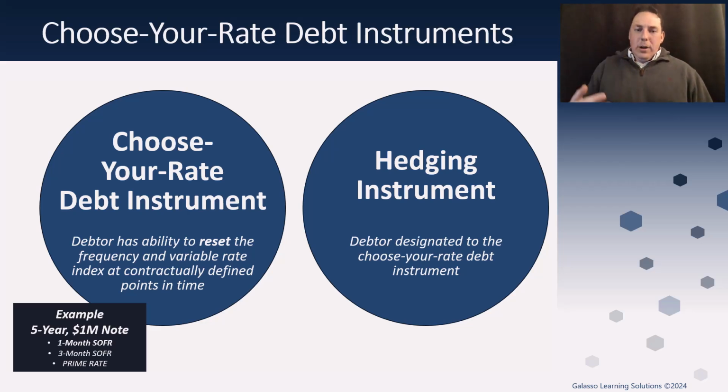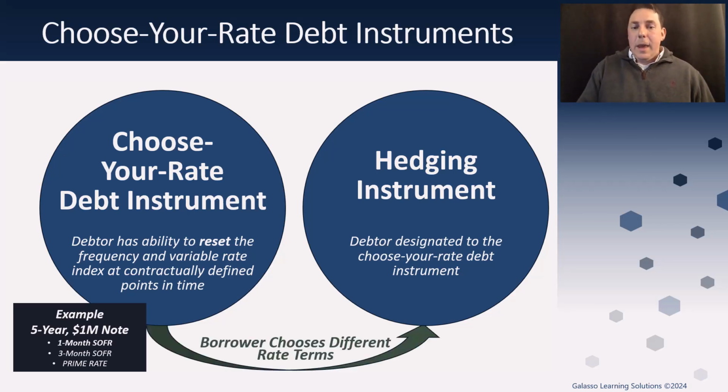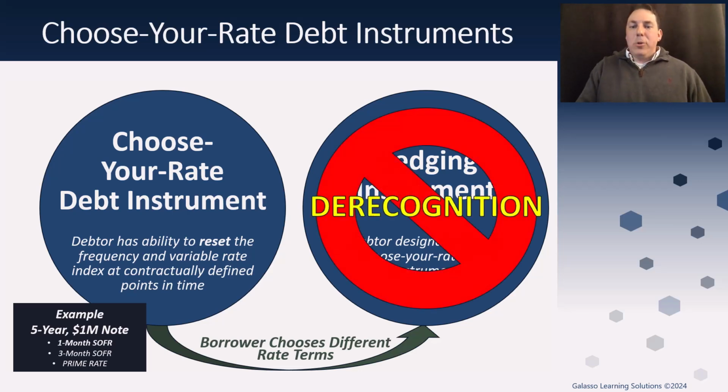Now, however, after a while, time passes, I decide that I want to shift to a 3-month SOFR rate with respect to that note, with a 90-day payment cycle, because that works better for what my business needs are. Now, under the old rules, I would have had to terminate my hedge arrangement after choosing that different rate term, and I would not be able to use hedge accounting. I'd have to derecognize that hedge.